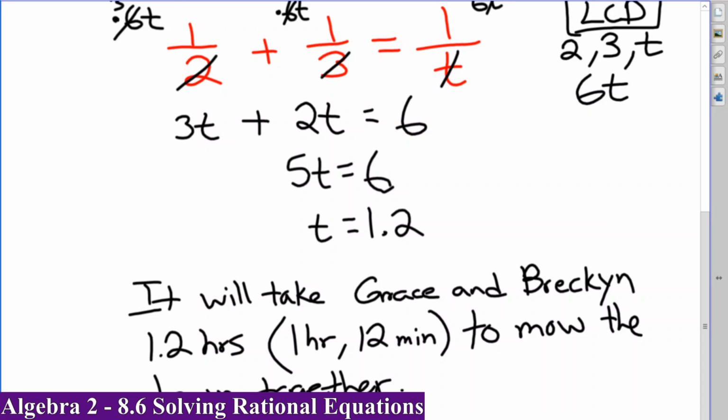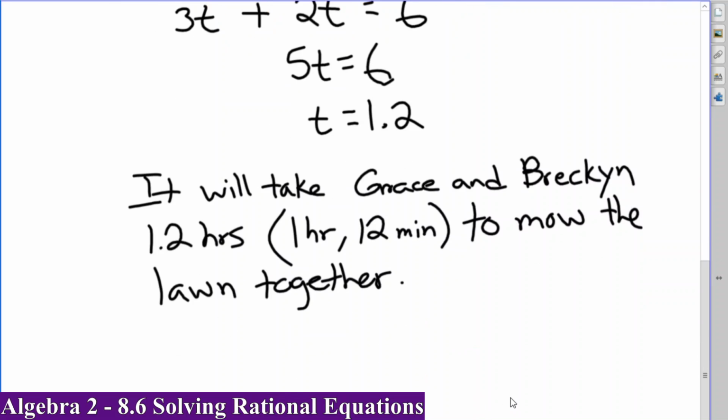Okay, it's going to take them a little over an hour, which, if I stop and think about that for a minute, makes a lot of sense because Grace mowed it faster than Brecken. Grace did it in 2 hours, Brecken did it in 3. So with them coming together, it should be less than 2 hours. It should be quicker, okay?